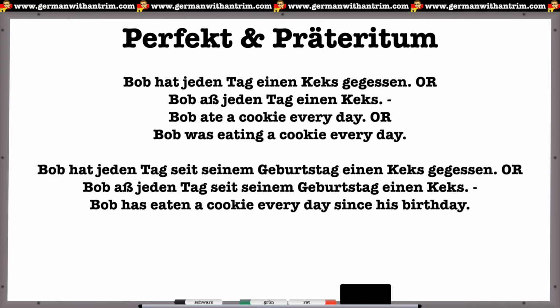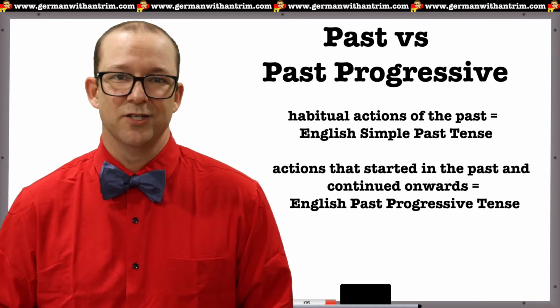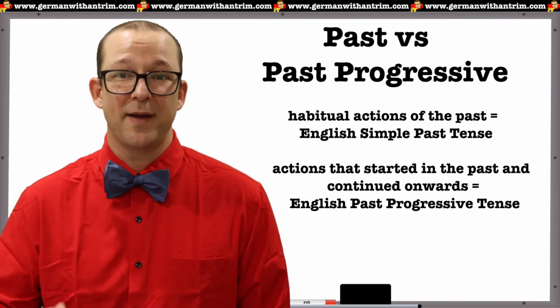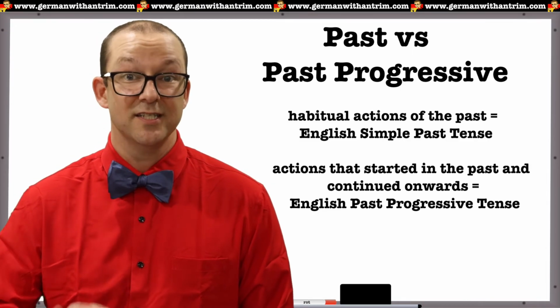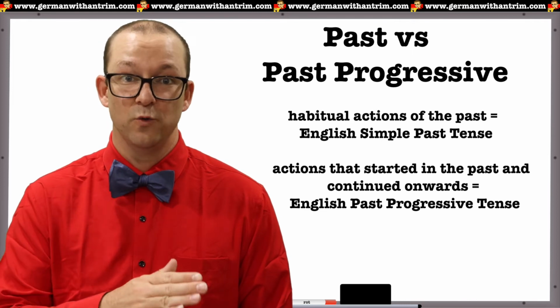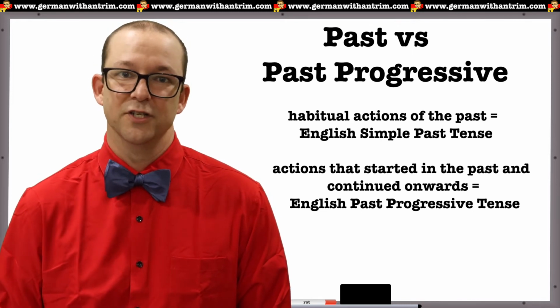So what's the difference? Well, in the one that includes seit seinem Geburtstag, we can see that the action is likely to occur again in the future, but we are still specifically talking about the past. Habitual actions in the past are expressed with the simple past tense in English, and actions that started in the past and continue onward are expressed with the progressive versions of their tenses.